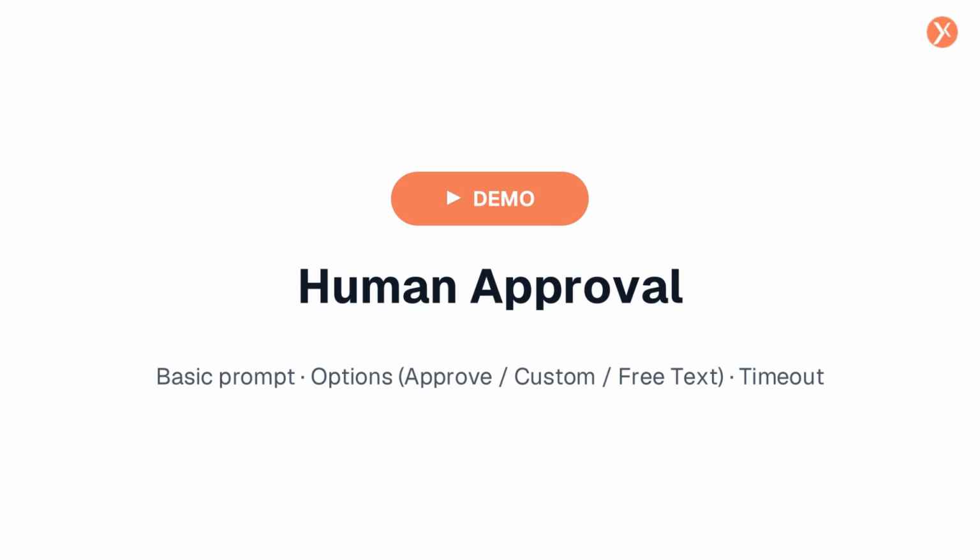This demonstration will showcase the human approval node in action, highlighting its key features. We'll cover how to set up a basic prompt, explore the various input options including simple approval, custom choices, and free text responses, and configure timeout settings for efficient workflow management.